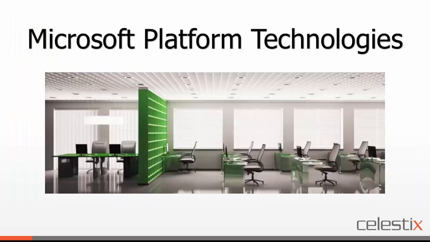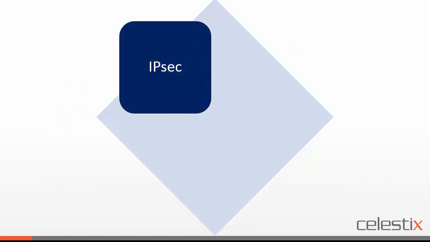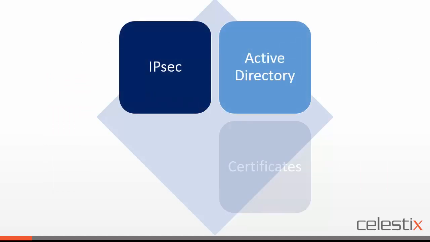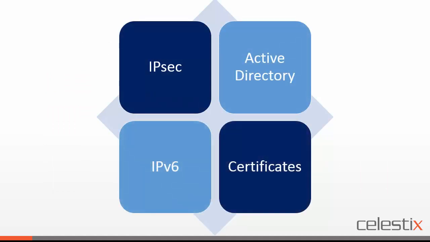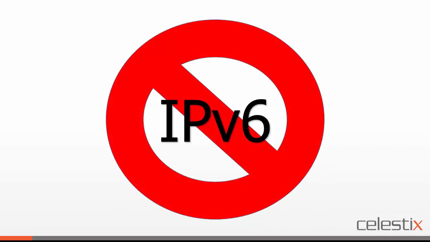DirectAccess is not a protocol, however. It is a collection of Windows platform technologies that are collectively referred to as DirectAccess. DirectAccess leverages IPsec for secure communication, Active Directory and certificates for authentication, and IPv6 for network layer transport. IPv6 is not required to be deployed anywhere on your intranet, however. In fact, you don't have to deploy IPv6 anywhere to take advantage of DirectAccess.